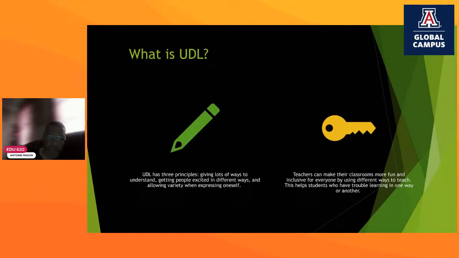UDL has three principles: giving lots of ways to understand, getting people excited in different ways, allowing variety of expressing oneself. Providing multiple means of representation makes sure the information can be shown in many types so everyone's preferred way is there. This can include pictures or things you hear for visual and auditory learners, like using videos instead of textbooks.